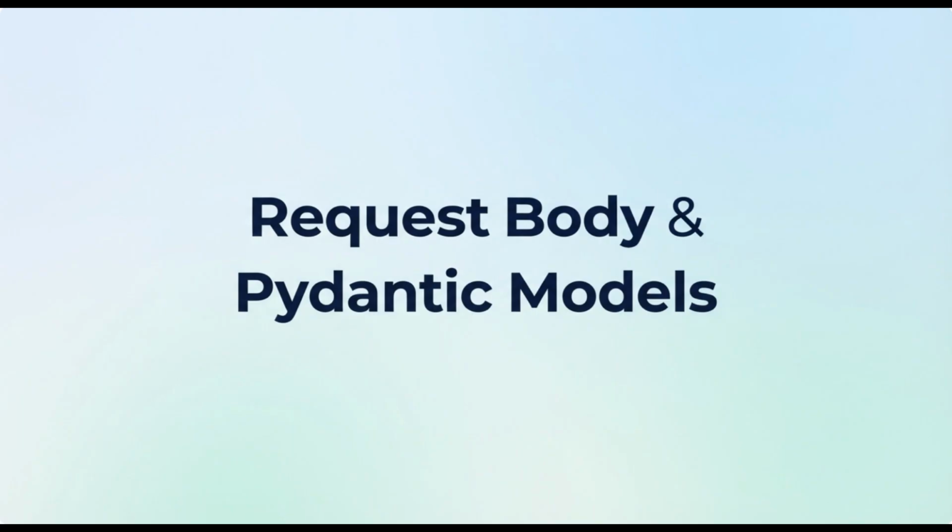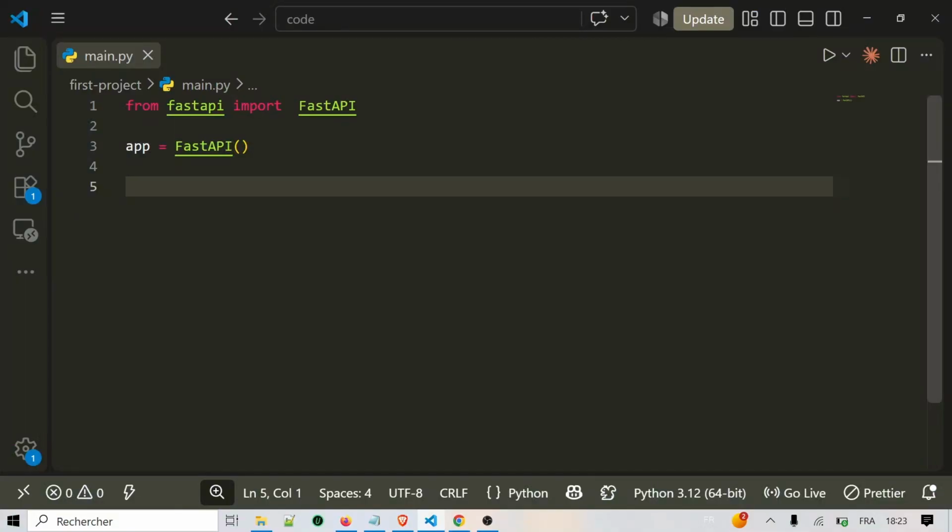Today we're going to learn a new concept, request bodies and Pydantic models, one of the powerful features of FastAPI. FastAPI uses Pydantic models to give us many useful features, especially automatic data validation. So let's see how this works.